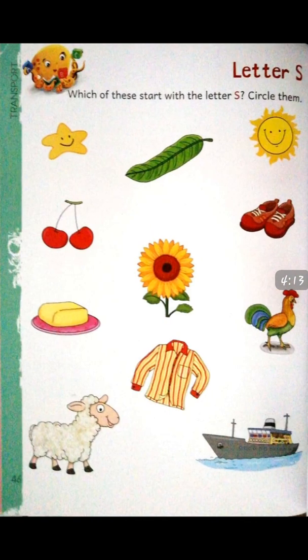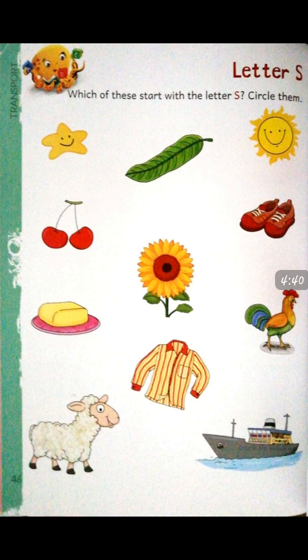Now students, open your book at page number 46. Letter S. Which of these start with the letter S? Circle the pictures. First picture is star. Make the circle on the star. Next is leaf. Next one is sun. Make a circle around the sun.